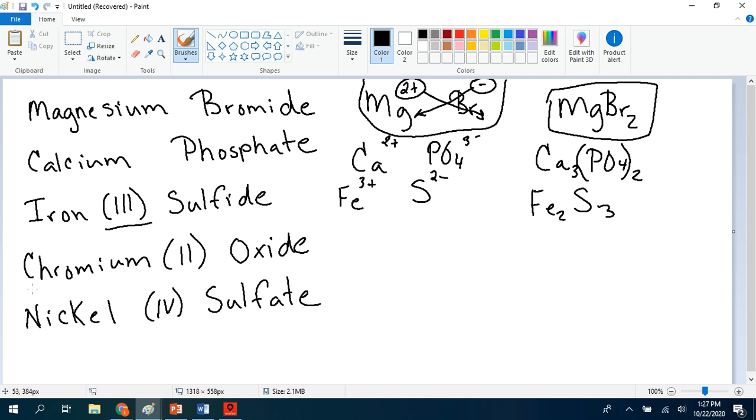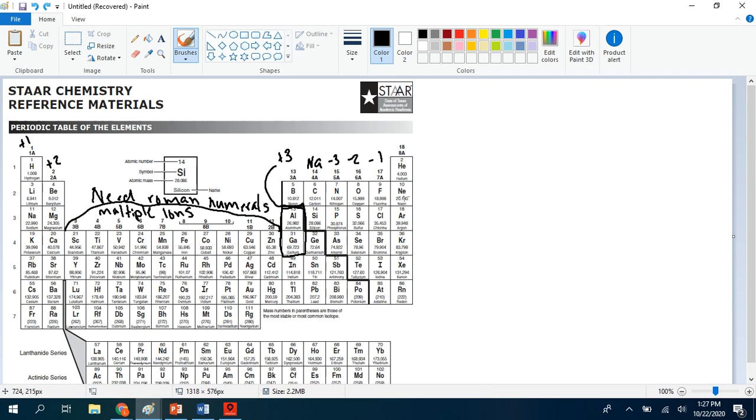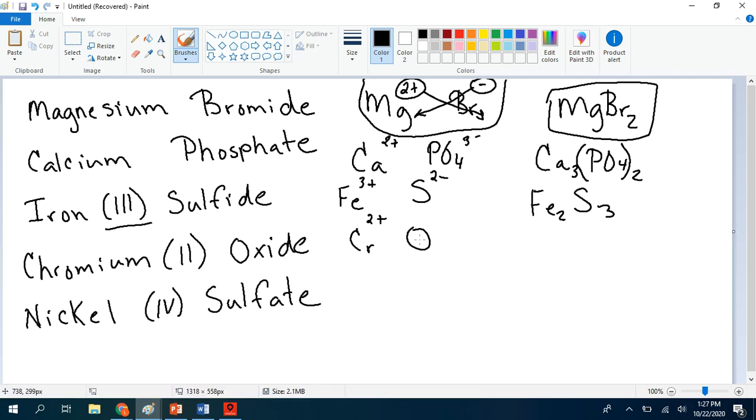All right, for this one, again, you see the Roman numerals. That means chromium is in the middle. And that 2 is telling you chromium's charge. It always tells you the first one's charge, not the second one. Oxide is oxygen, so O. And if I look up O, here it is. It has a -2 charge. Put that there.